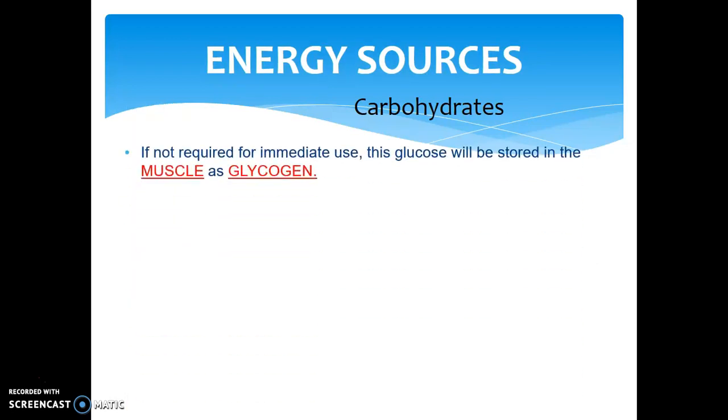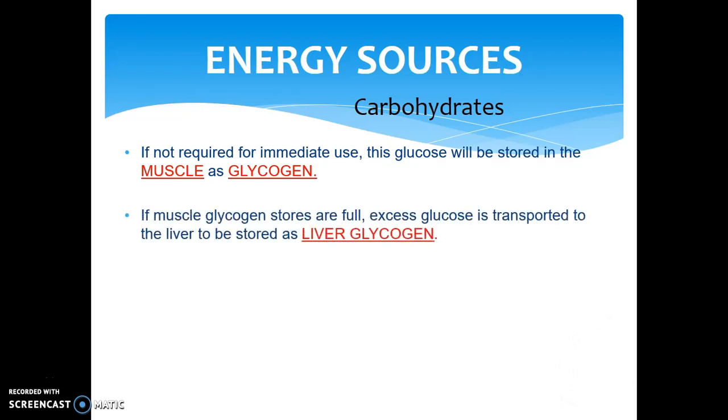If not, however, so we're doing an activity and for whatever reason we don't require much energy for that activity, what will happen to that glucose in the blood is it will actually be stored in the muscles as glycogen. So it stores from glucose into glycogen in the muscles. Now if we have an excess again, so the muscles fill up with these glycogen stores, then that excess glucose is transported to the liver and stored as liver glycogen. So two places where we can store carbohydrates in the form of glycogen in the body: the muscles, and when they fill up with their stores, the liver.